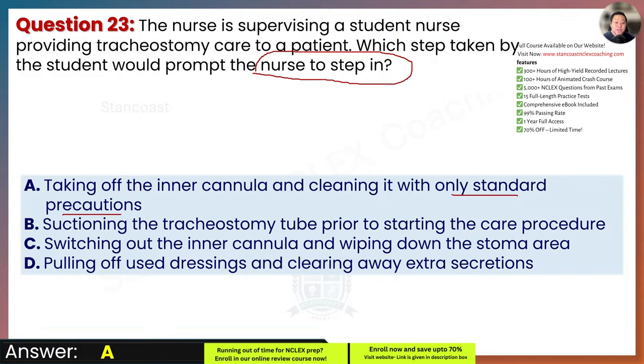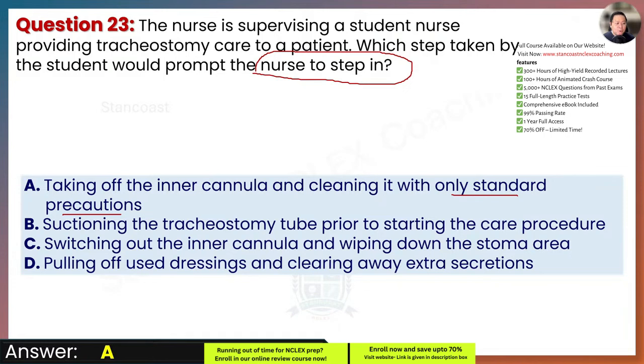The most important thing to remember is that sterile technique is absolutely crucial. This patient has an opening directly into the respiratory system, and any potential contamination could lead to serious infections like pneumonia. So with that in mind, we have to select letter A as the action that needs correction.